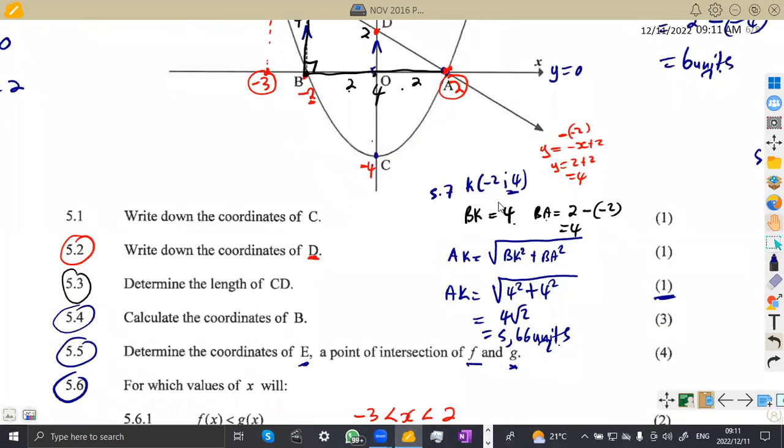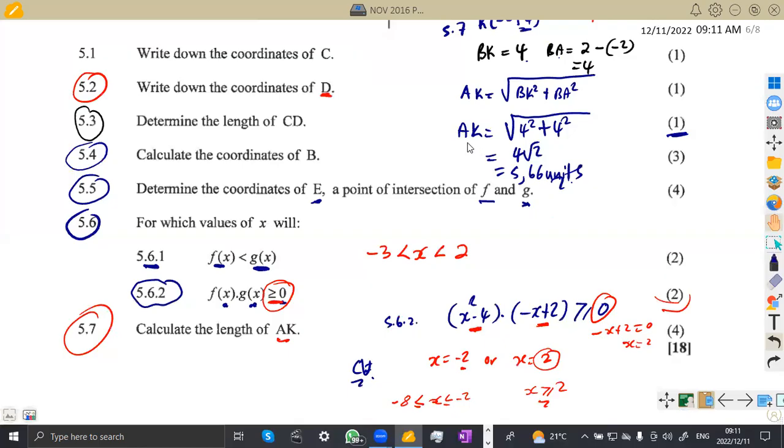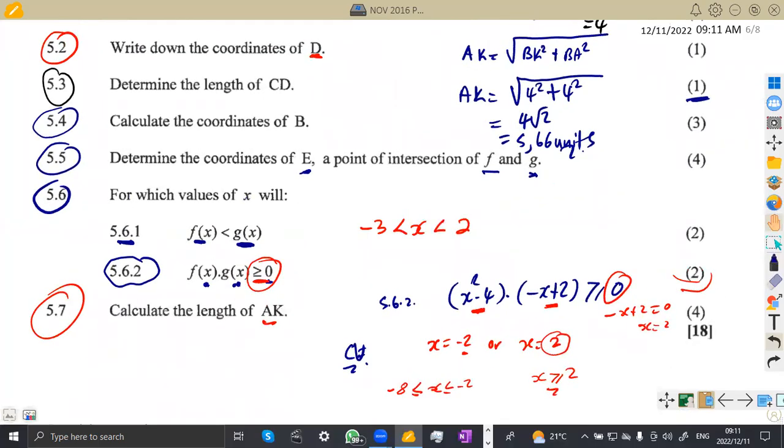So that was it, guys. They can actually ask these typical questions. It was question 5, having a total of 18 marks. So that's what we had, guys.